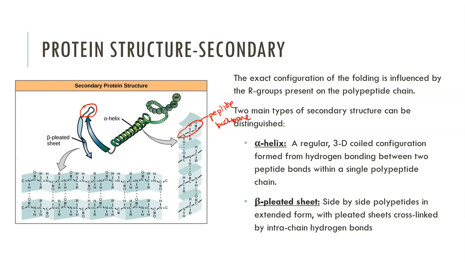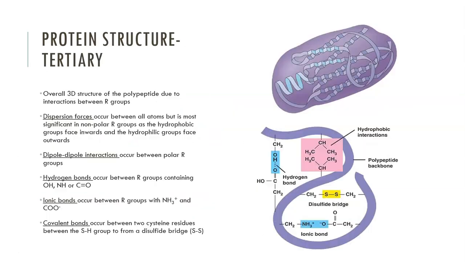The combination of these different alpha helices and beta pleated sheets then gives rise to our tertiary structure. So we know that primary structure is the formation of the initial sequence, which is covalent bonding.